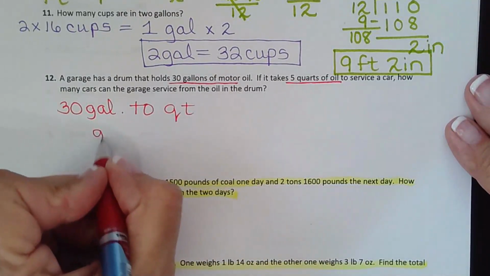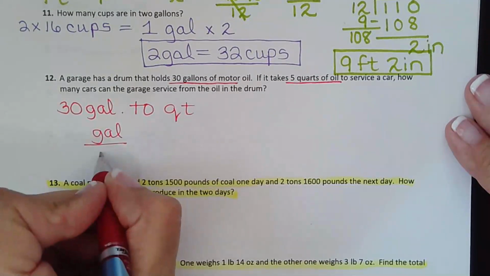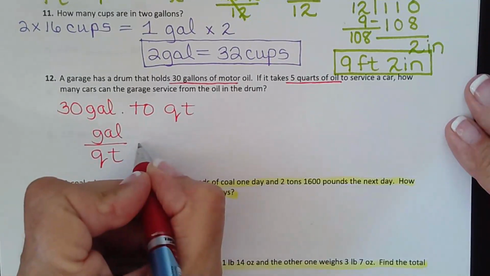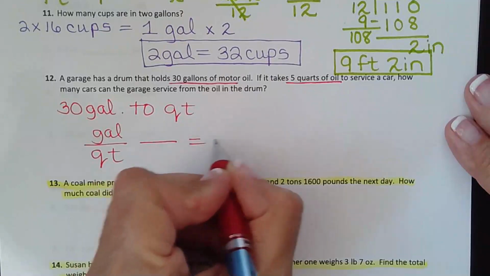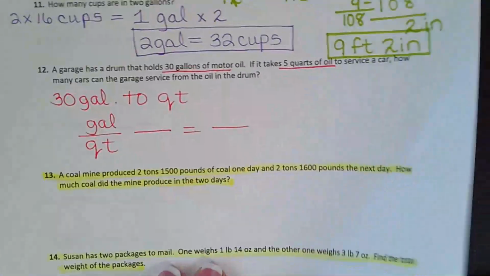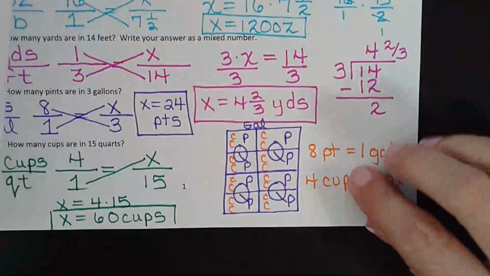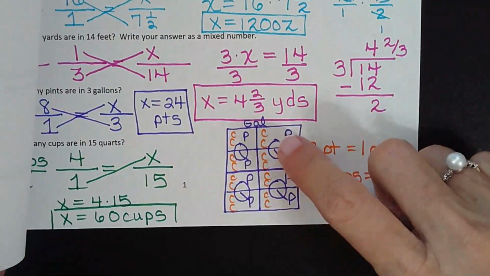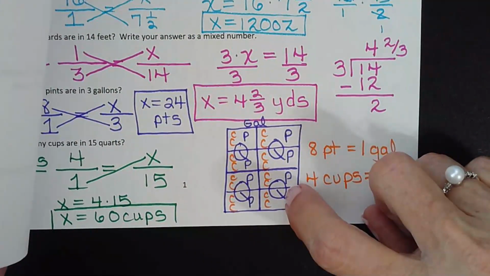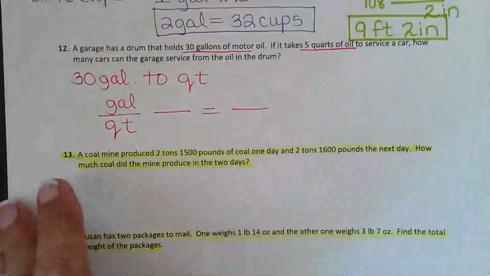So gallon over quart. We know from Gallon Man that a gallon is made up of 4 quarts. So 1 gallon equals 4 quarts.